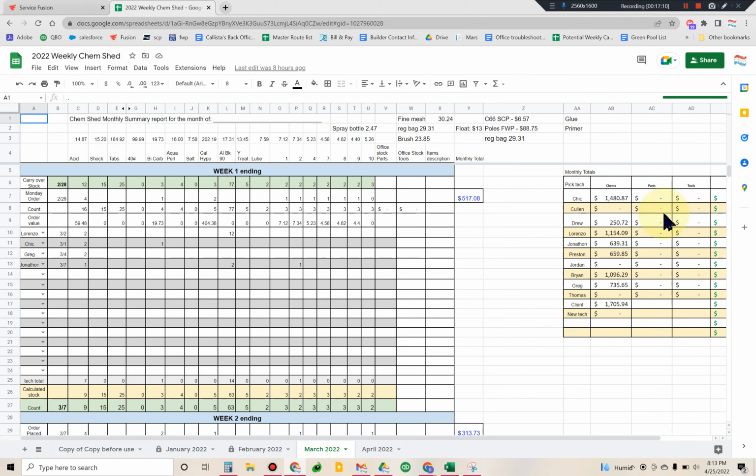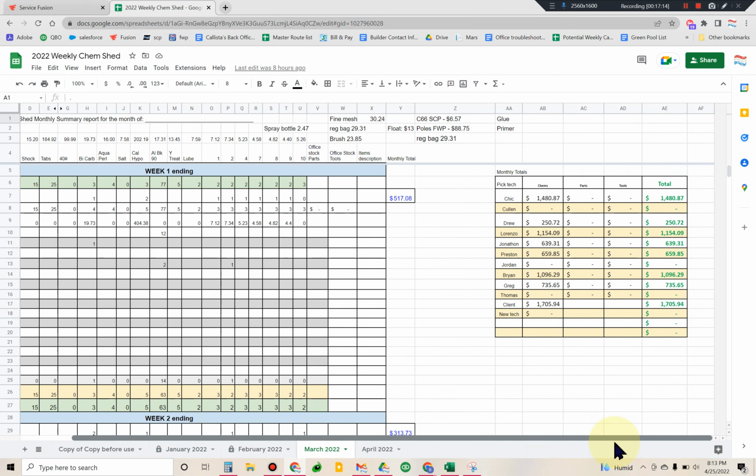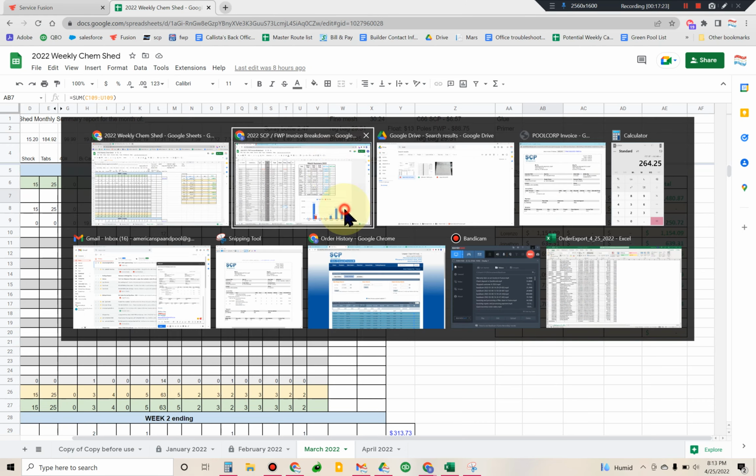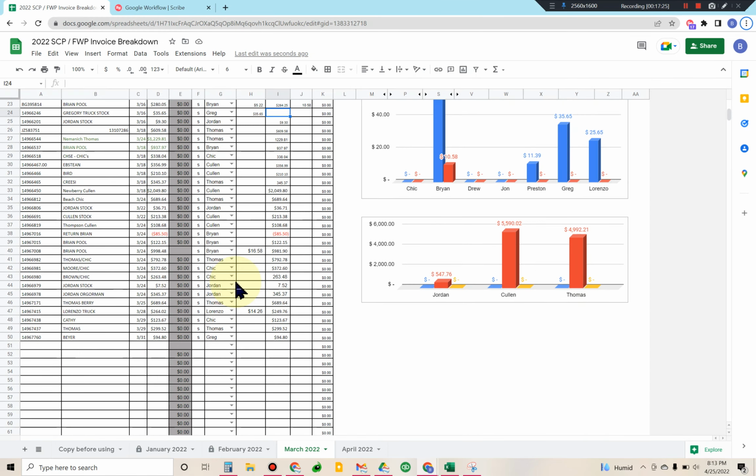But these chemicals that we have over here need to be allocated to the text as well. So it's saying that Chick did 1408.87 in chemicals. Those were the office's chemicals that need to be allocated to Chick. Okay, so what we're going to do is, this one you can do as SCP or FWP, it doesn't matter.